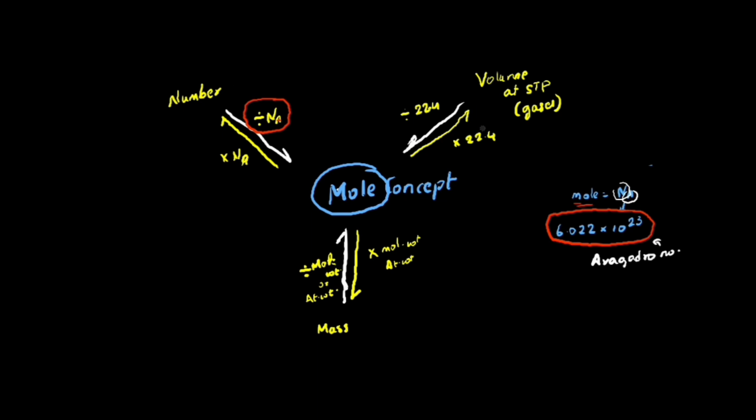So 22.4 liter of gas is 1 mole. And when I divide by 22.4, I can convert it to mole. So if I have 44.8 liter of gas, I will divide it by 22.4 liter, I get 2 moles, right? So 44.8 liter is 2 mole. Like that, if you want to convert volume of gas to mole, you divide. And if you want to convert mole to volume of gas, you multiply. Everywhere this is the situation.